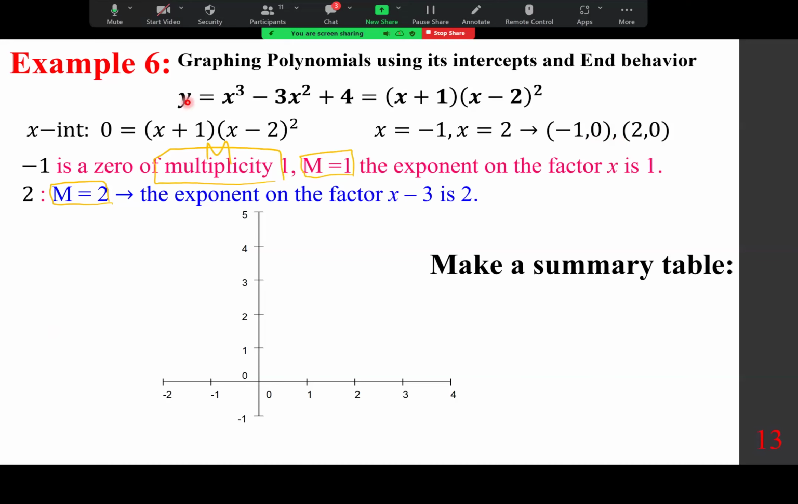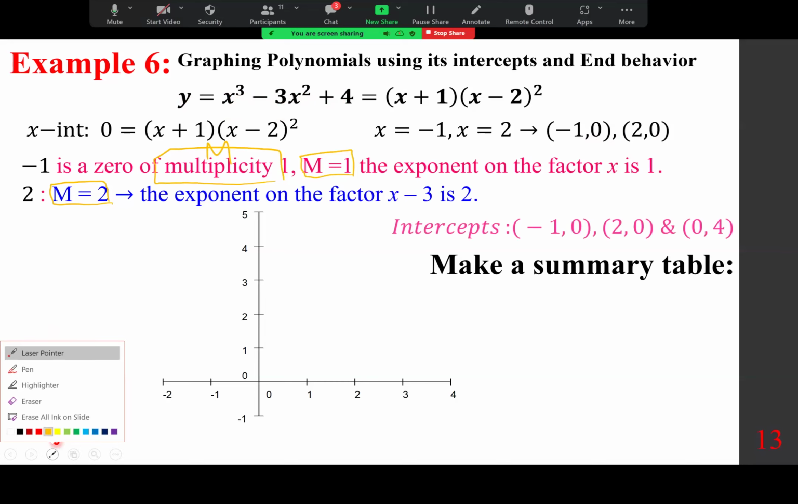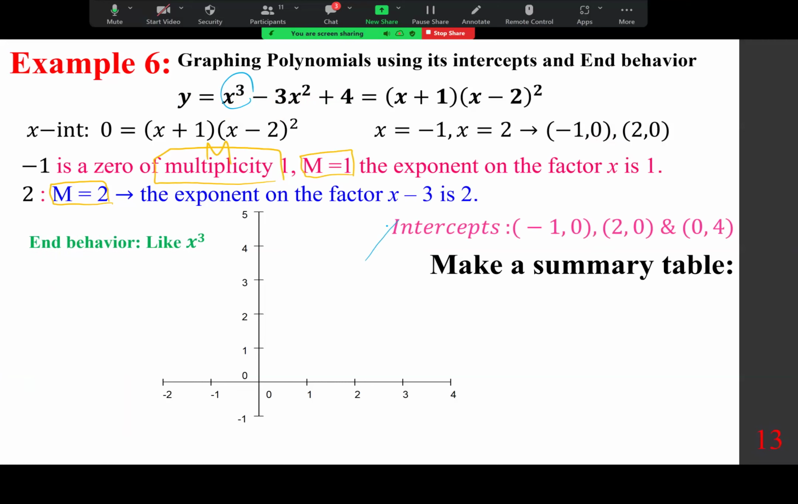What about the y-intercept? If you go back to this format, it's easier. X is 0, so it becomes 4. In other words, 0, 4. So we have all the intercepts. What about the end behavior? Look at the leading term. The end behavior looks like x cubed, which means the first and the third quadrant. That is the concept of an end behavior.